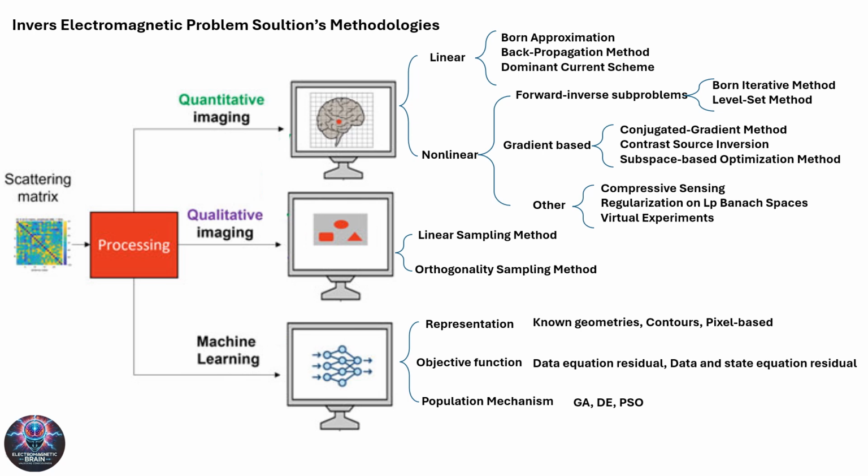This slide illustrates the different solution methodologies of the inverse scattering problem. In the realm of electromagnetic imaging, the methods for producing images can be broadly categorized into quantitative, qualitative, and artificial intelligence imaging approaches.